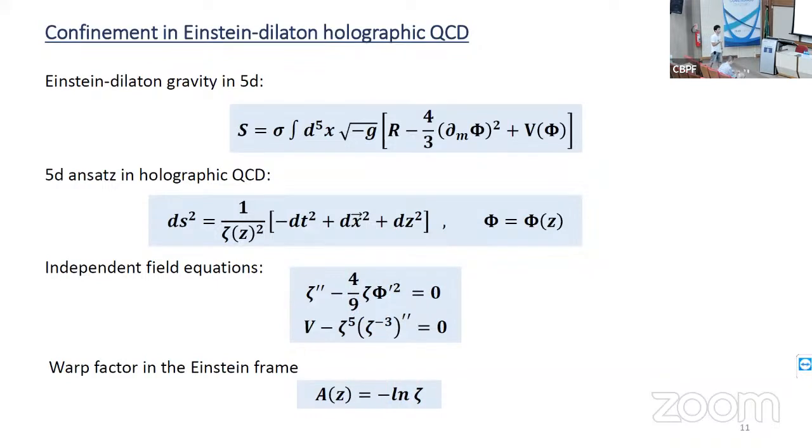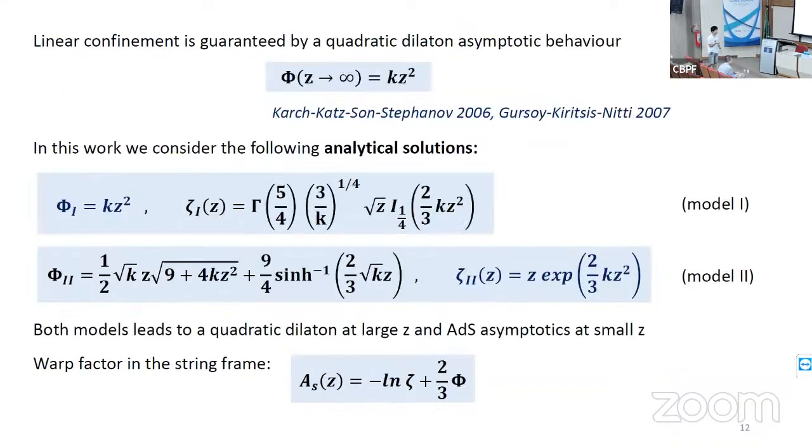So let me remark that the soft wall model is not a solution of the Einstein-dilaton equations. So the nice property of these models is that you find backgrounds that are solutions of the Einstein-dilaton equations. And it was found by Karch, Katz, Son, Stephanov, and Gursoy-Kiritsis-Nitti, that you really need this property, that the dilaton has to be quadratic, far from the boundary, at large z in the radial direction, in order to have linear confinement. I mean, confinement and a linear spectrum.